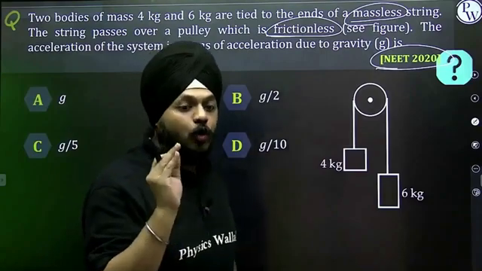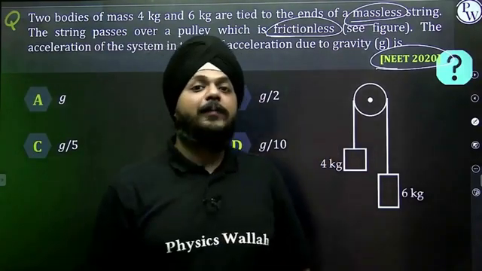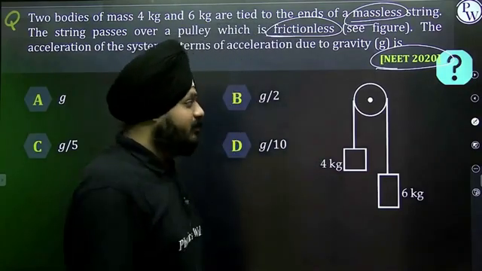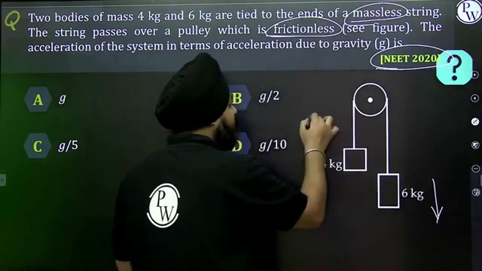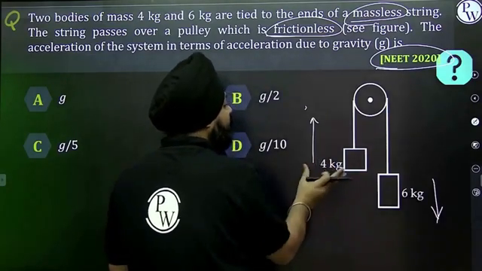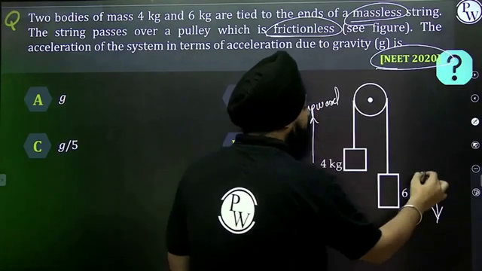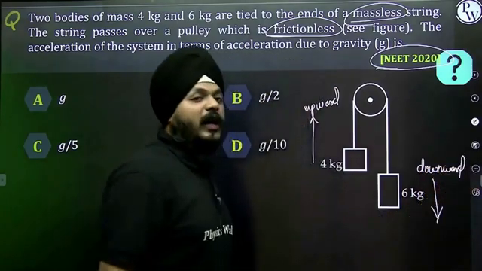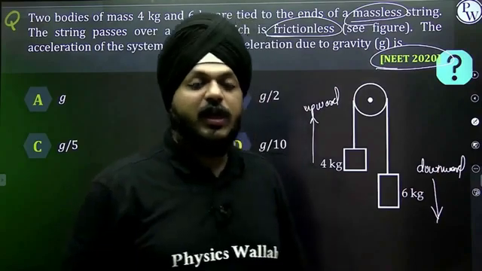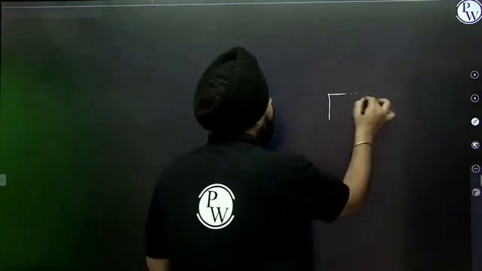First of all, I want to ask you all, in which direction is the system moving? Obviously, the 6 kg is of the higher weight, so it is moving in the downward direction, and the 4 kg is of the lower mass, so it is moving in the upward direction. This is just common sense. Now, what will happen here? First of all, let's draw the FBD.